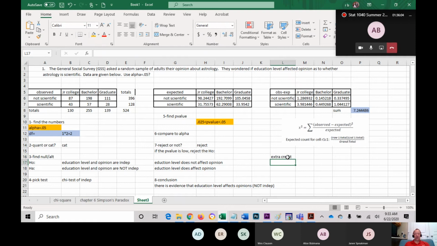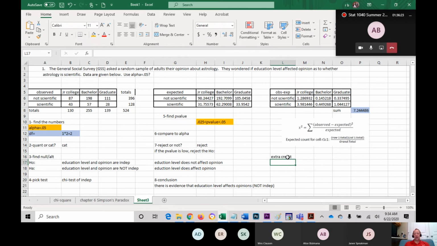I'm glad we did this problem, because we think the education level affects opinions. Now that's a true conclusion. Now the obvious next thing is to ask, how does the education level affect opinions? So for extra credit, here's what I want you to do.